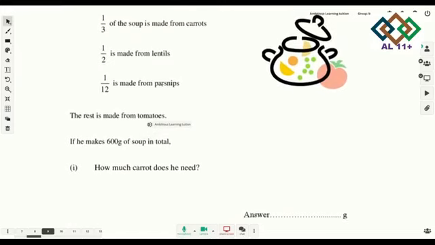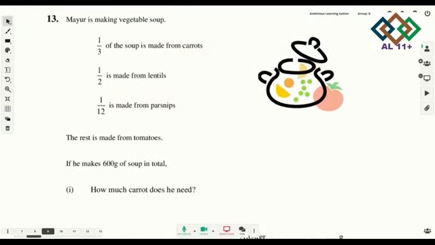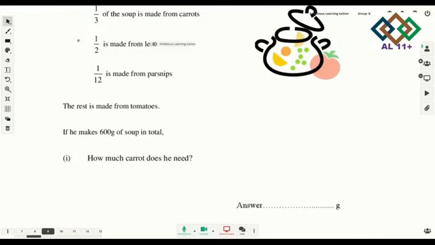In number 13, Myra is making a vegetarian soup, and this is what she uses. 1/3 of the soup is made from carrots. It looks like a very delicious soup. 1/2 is made from lentils, and 1/12 is made from parsnips. The rest is made from tomatoes. If she makes 600 g of soup in total, how much carrot does she use?